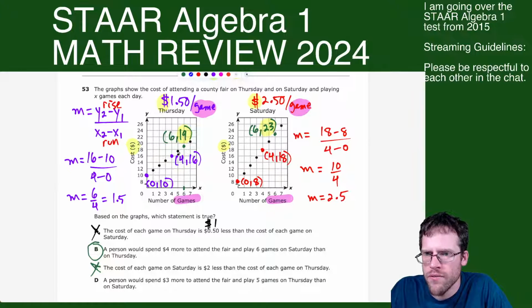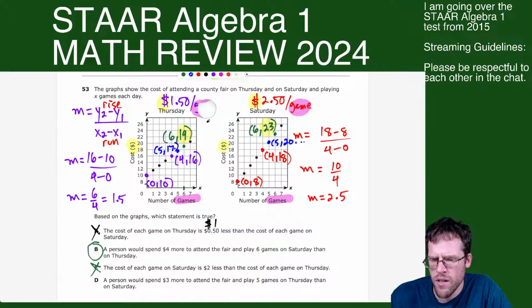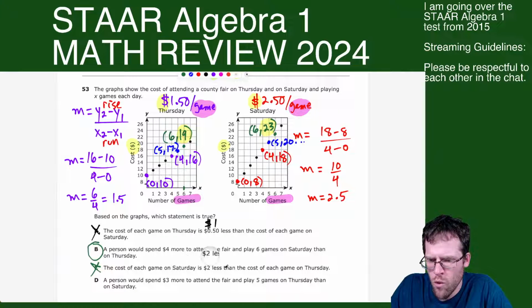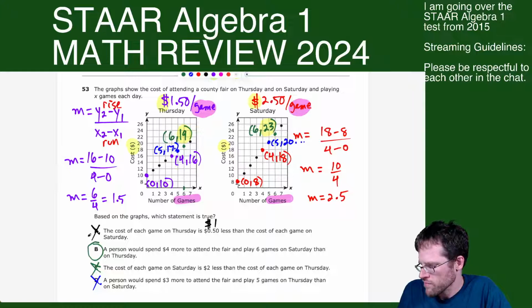And at 5, this is like 17 point something. But then here we get 5, and it looks like almost 21, like 20 point something. So let's see. A person would spend $3 more. Oh no. Well, just think about that. They would spend more money to play 5 games on Thursday than Saturday. No, Saturday's more expensive. So I don't even need to do all that. Okay, so B is it.